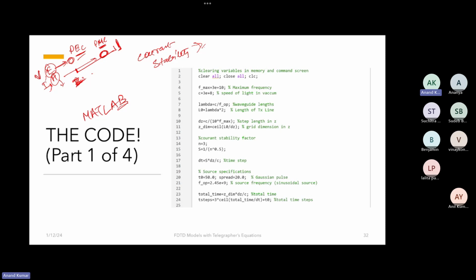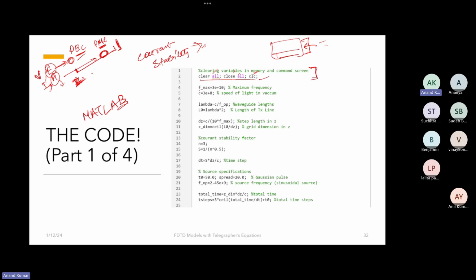So the first statement is something which we do in MATLAB, so let's just skip it. The clear all, close all, and clc are basically used to clear the MATLAB screens. Clear all removes all the variables in your simulation space, so that you start afresh. Close all closes all the figures and open windows, and clc clears your command area. So this is MATLAB stuff.